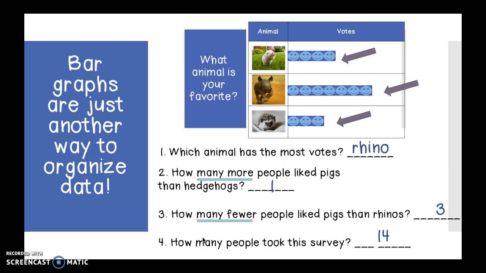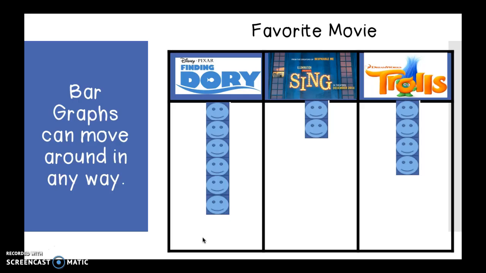All right, the cool thing about bar graphs is they don't all look the same. Wait to see this guy. What? Isn't that cool? This is another bar graph. I took a survey on my friend's favorite movie. Their choices were Finding Dory, Sing, and Trolls. Now the cool thing about bar graphs is they can move around in any way. So they can go back and forth or they can go up and down like this one. It's the same way to organize data, it just looks a little different because it's going from top to bottom. It's pretty fun if you ask me.